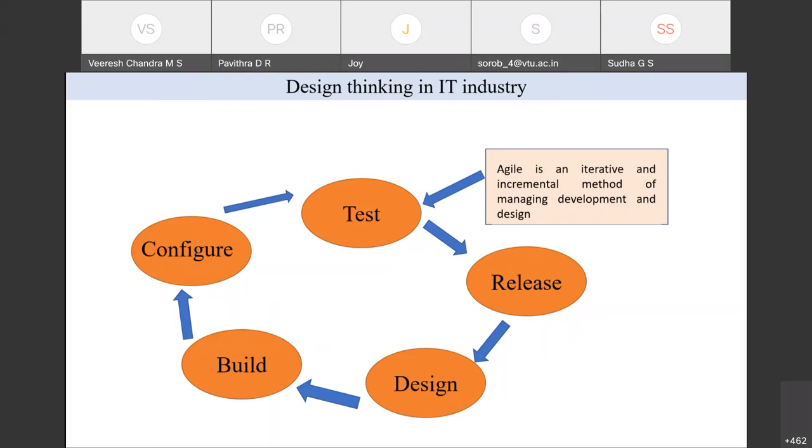But yes, what you said is right. We are not implementing it properly. That is the only thing. We are assessing students, right?